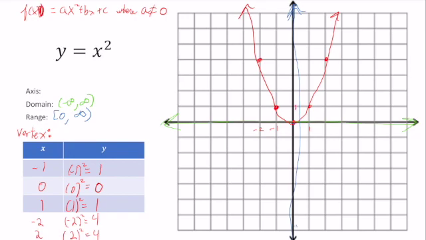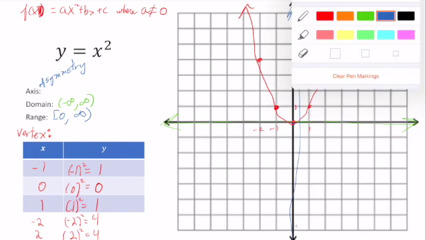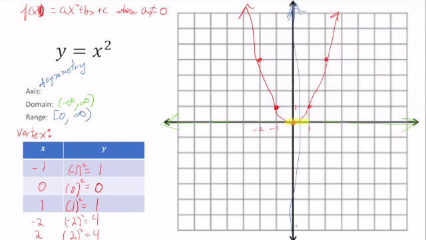Now, here are two really important parts of every parabola: the axis of symmetry and the vertex. So, the vertex is where our parabola changes direction. I don't really mean changes direction. It's where our slope goes from negative, right? This is negative slope going downhill. And then over here we have positive slope going uphill. So our vertex in this case is (0, 0). This is where our parabola goes from having a negative slope to positive slope.